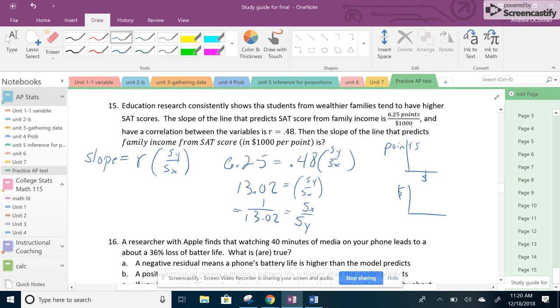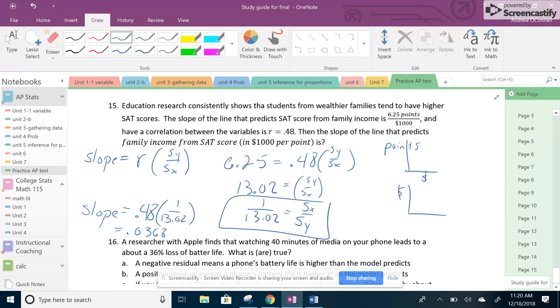So Sx over Sy is going to be 1 over 13.02. So the slope when we reverse them is going to be 0.48 times 1 over 13.02. Quick calculation: 0.0368, or if we're going to the thousandth, 0.037. Yeah, sig figs, that's right. So 0.037 would be fine.